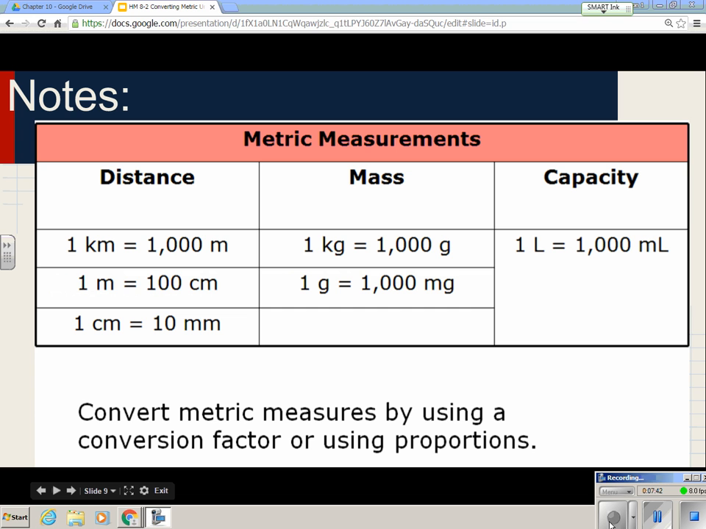Now, the last step, or the last section we're going to look at, I want you to write down this table. This is one of those things I'll be looking for as well. Distance, mass, and capacity, these are the 3 most common areas, and these are the most common conversions you'll have to do. If you have these conversions written down, you can do proportions really easy. So have this written down before moving on. I will be looking for this at the end.